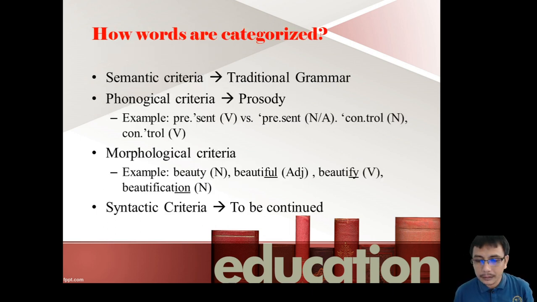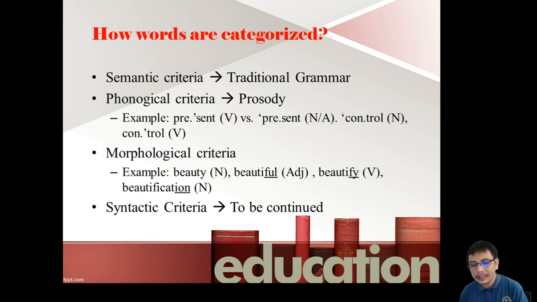And then, how are words categorized? There are many ways of categorizing words. Number one is semantic criteria that we have discussed just now. And then there is also what we call phonological criteria. In linguistics, it's called prosody.